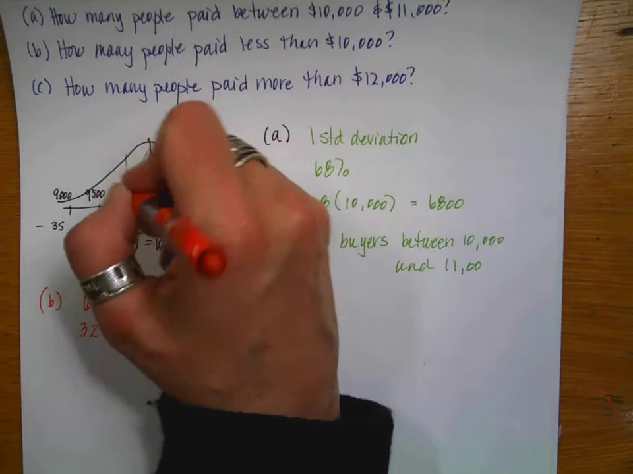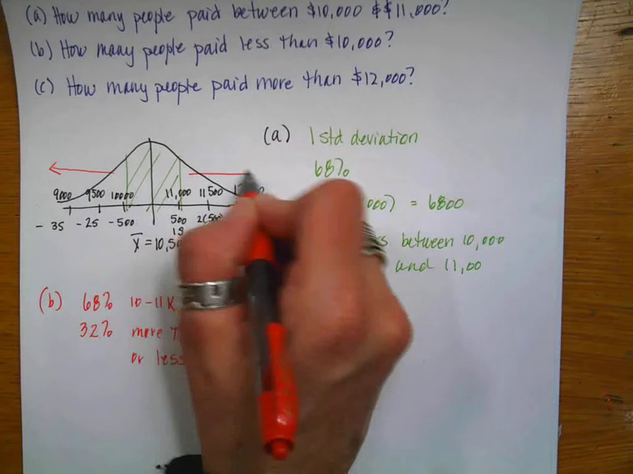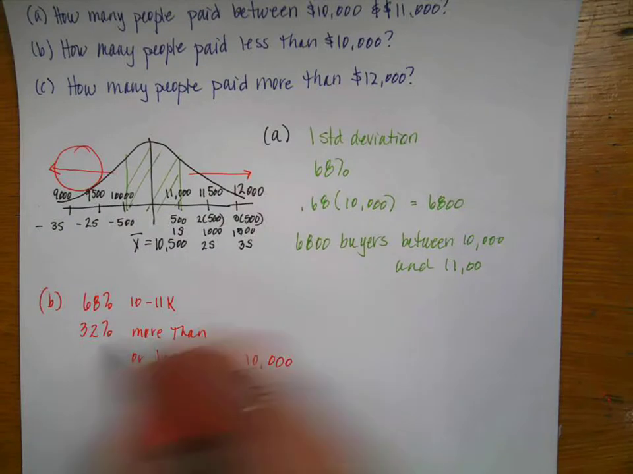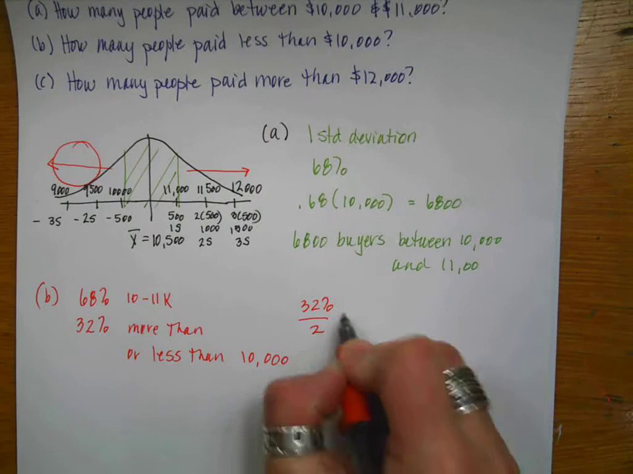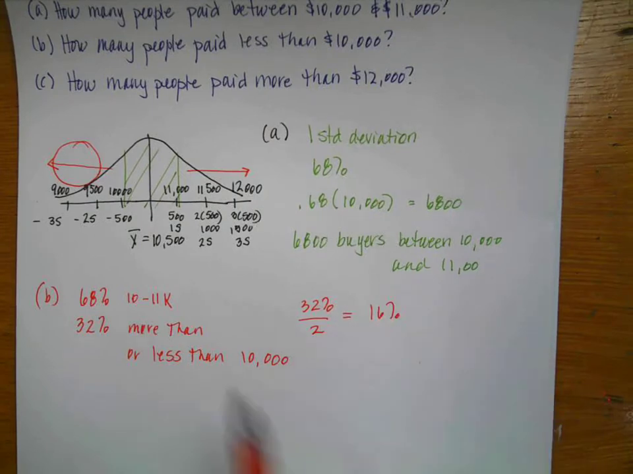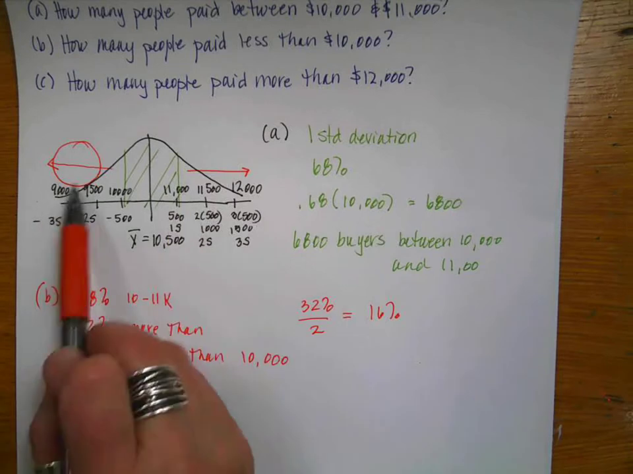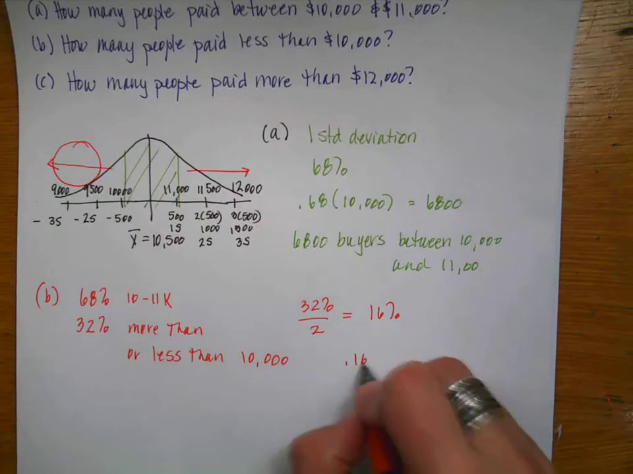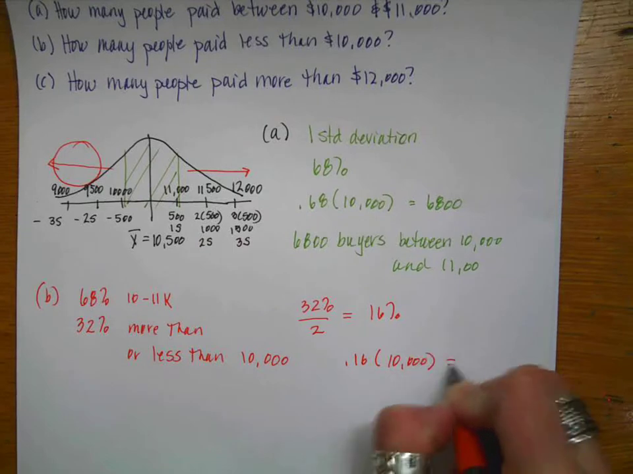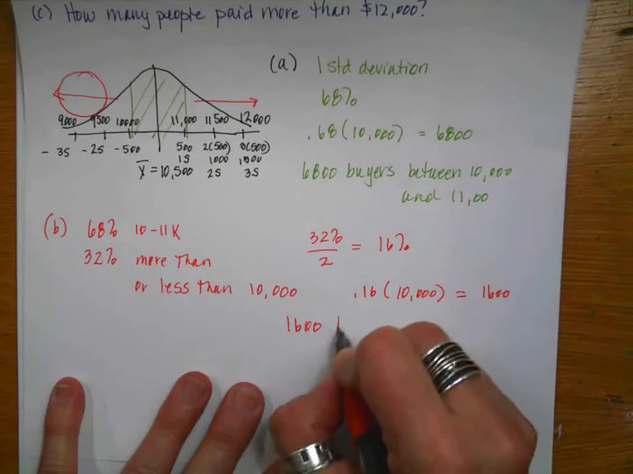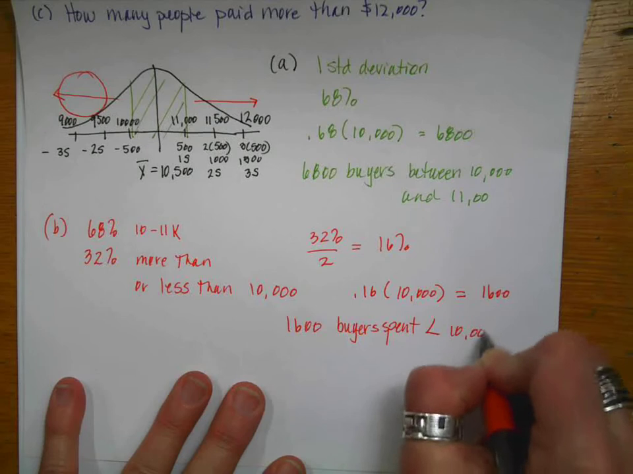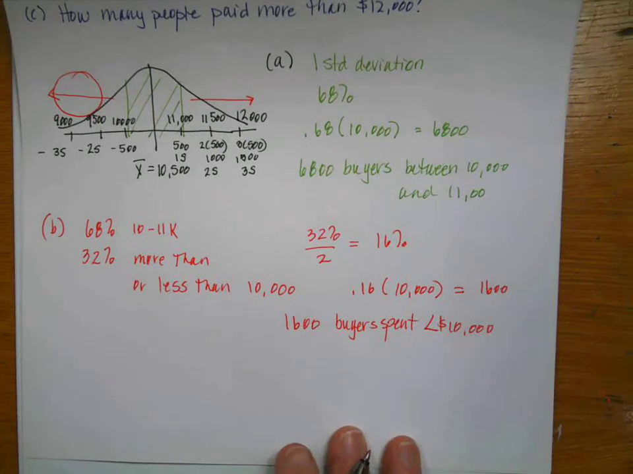Okay, so 32% means that it's all of these people going this way and all of these people going that way, but I only want those that paid less than 10,000. So if I take the 32% and I divide it by 2, I get 16%. So 16% are going to pay more than 11,000, and 16% are going to pay less than 10,000. Then I do 0.16 times the total number of people that I had, and I get 1,600. And then I'm going to write my answer well. So I'm going to say 1,600 buyers spent less than $10,000.